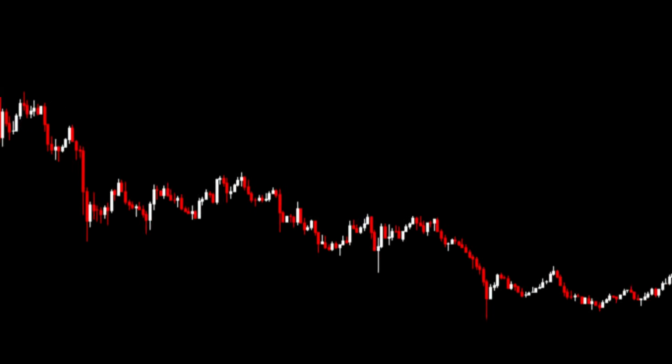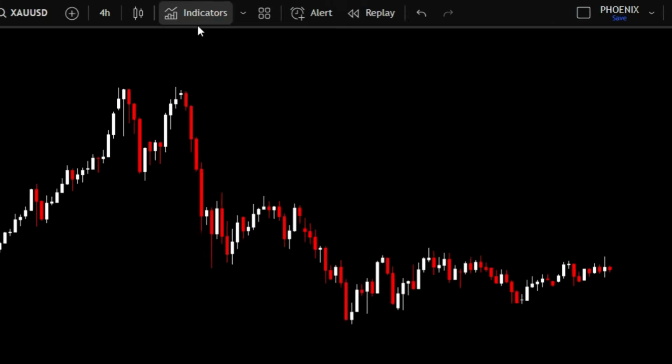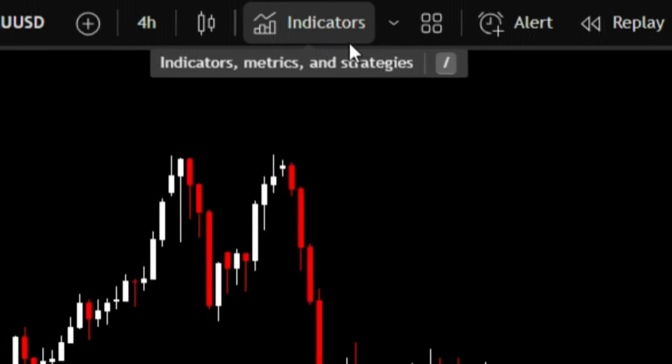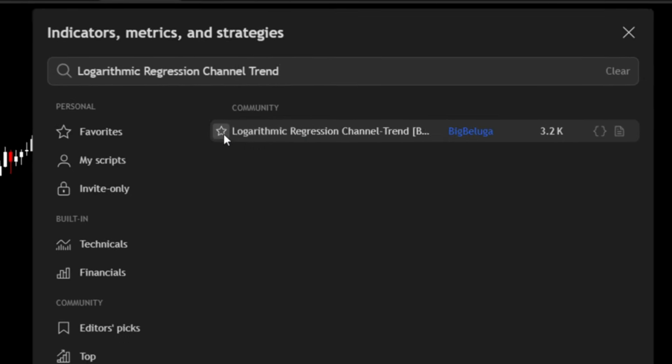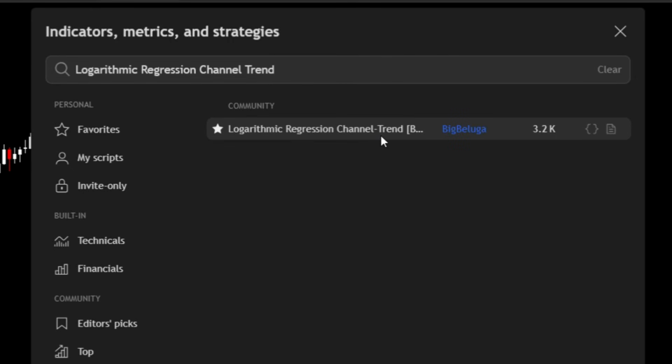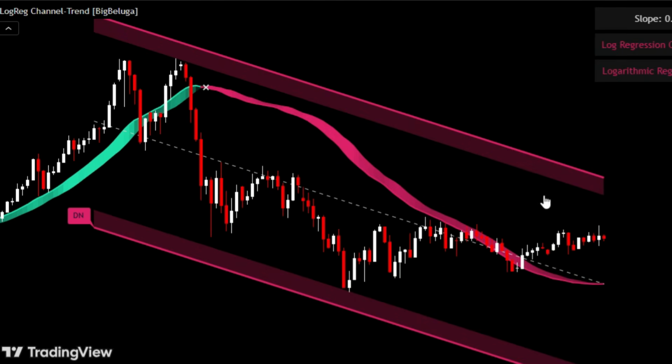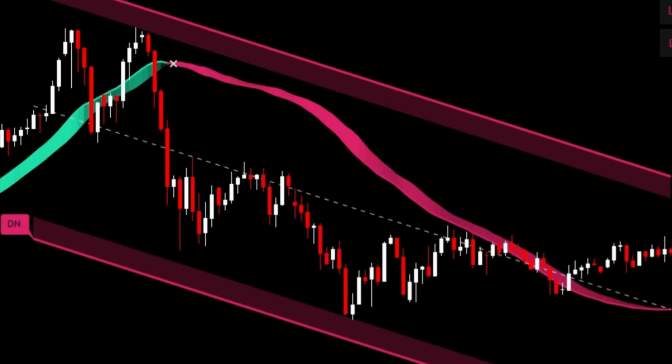To pull up this indicator, just head over to TradingView, open the Indicators tab, and type in Logarithmic Regression Channel Trend, which is written by Big Beluga. Once you click on it, it'll show up on your chart in a default form. You'll see a trend following ribbon and a channel.